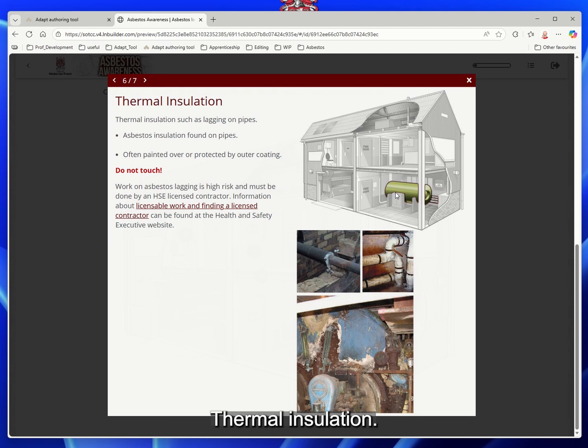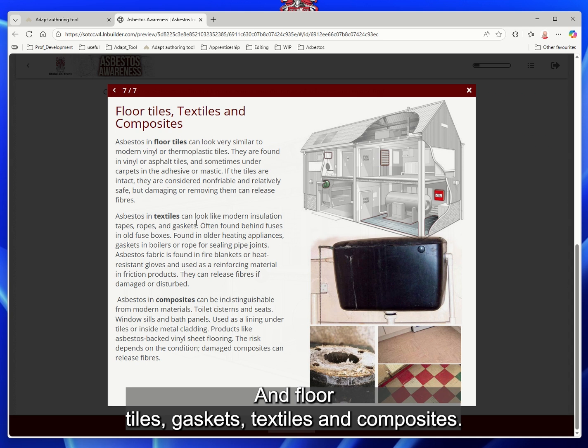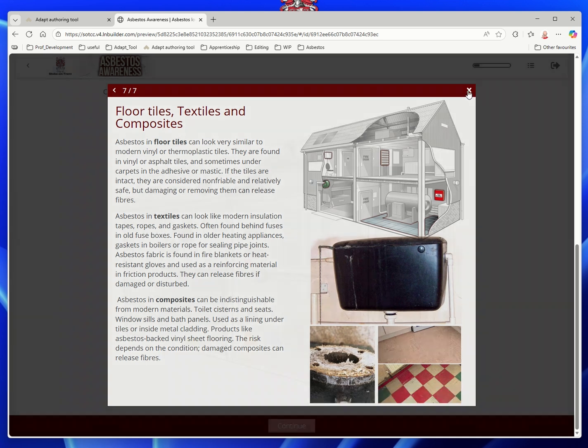Thermal insulation, there'll be a lot of that in the potteries, a lot of boilers in potteries. Many of them cleared out now, but there's still some examples around. And floor tiles, gaskets, textiles and composites.